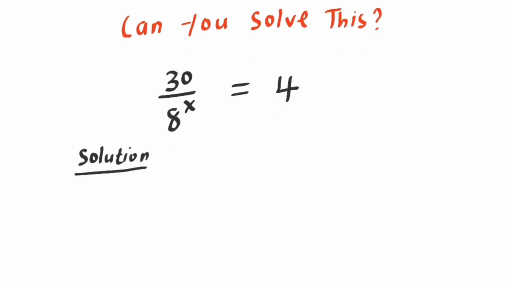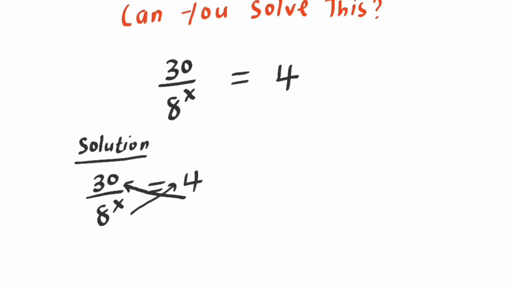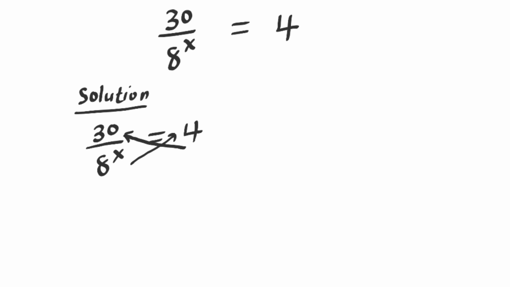We have the given equation 30 over 8 raised to power x is equal to 4. At this point, let us cross multiply. This is 30 is equal to 4 multiplied by 8 raised to power x, because this is over 1. 30 multiplied by 1 is 30.